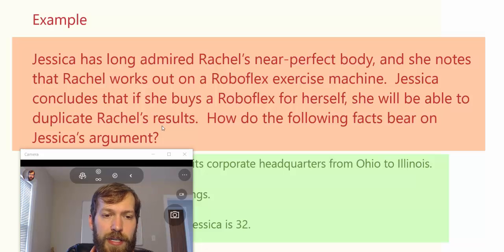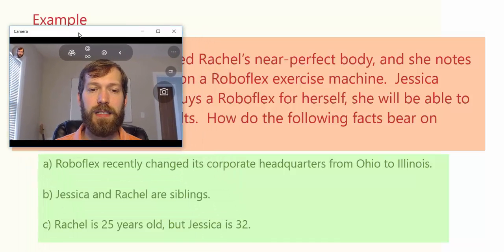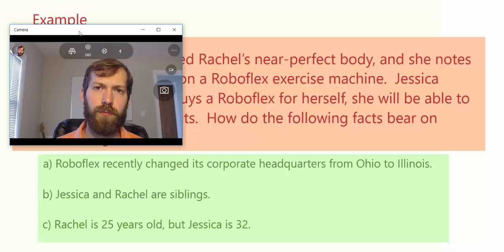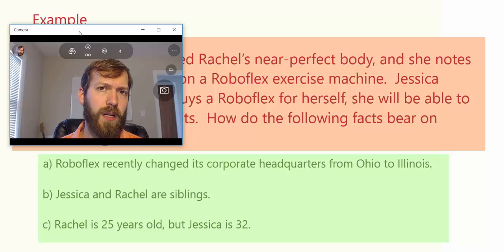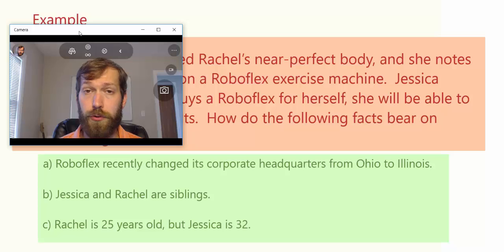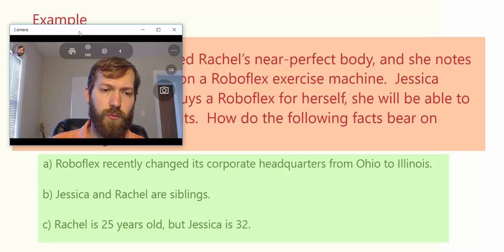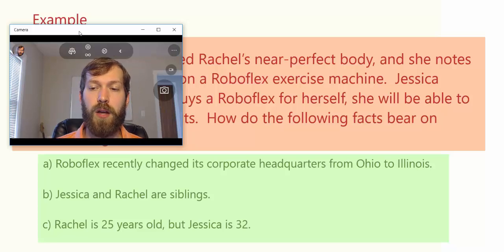And what we want to do is look at a series of facts, additional facts, or maybe we've changed some facts, and see how they would bear on whether the argument is stronger, weaker, or neutral, has no effect on it. So our first fact says RoboFlex recently changed its corporate headquarters from Ohio to Illinois. So does that make the argument stronger, weaker, or neutral?